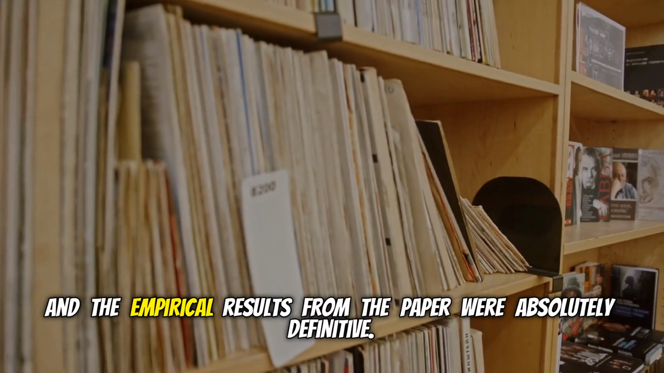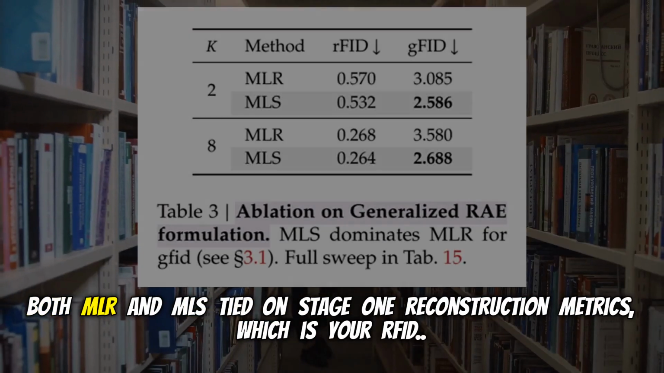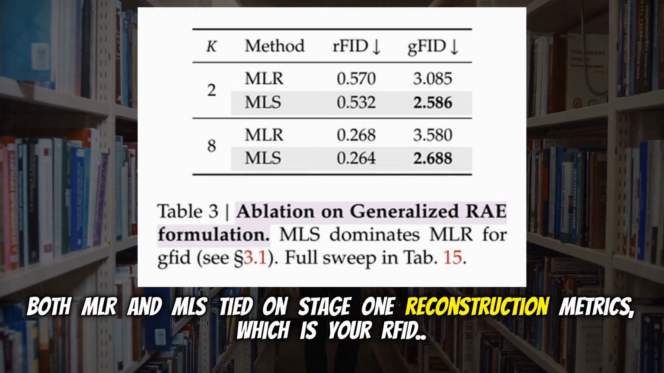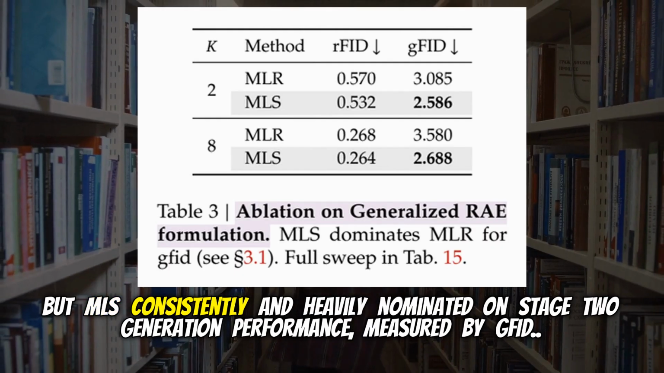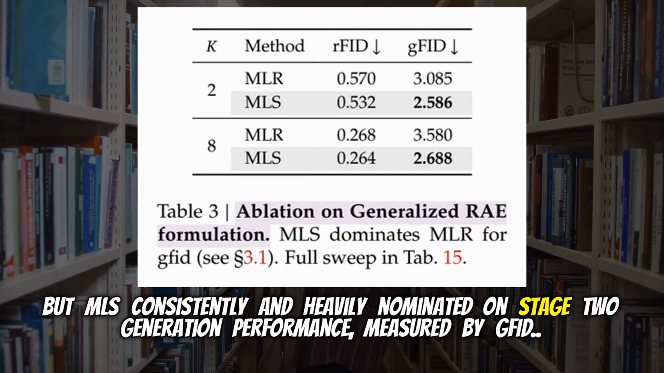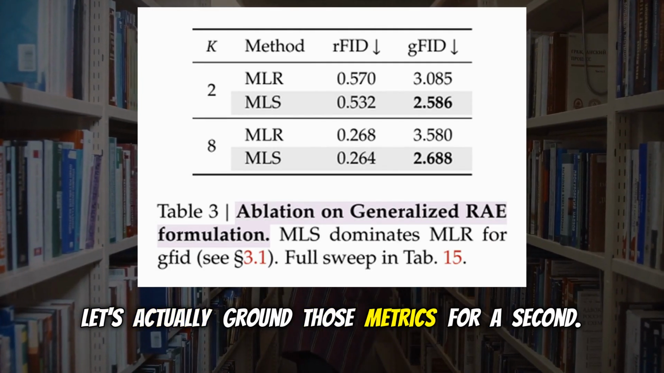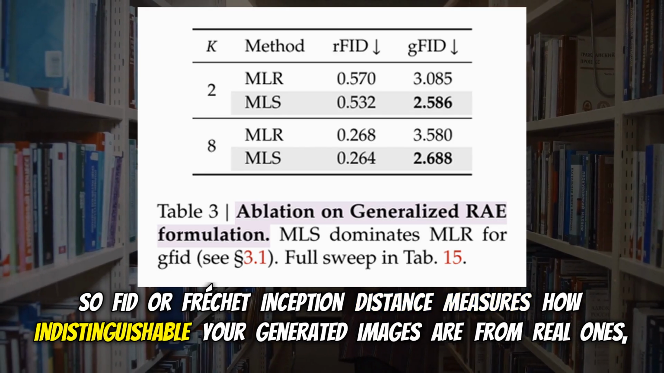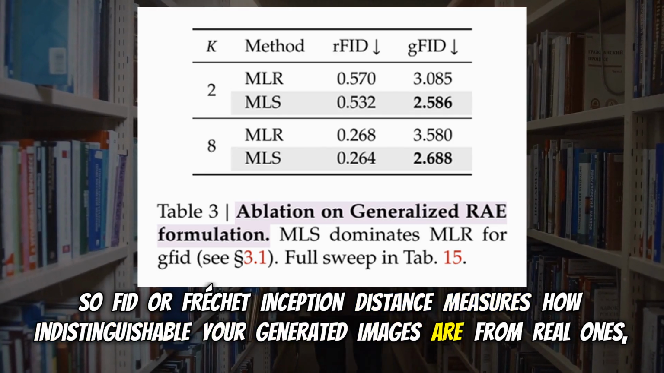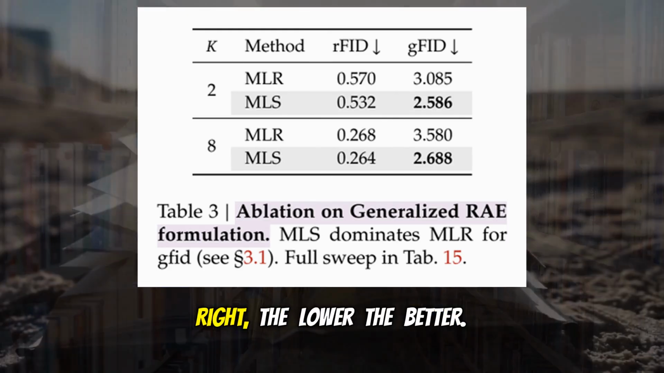Exactly. And the empirical results from the paper were absolutely definitive. Both MLR and MLS tied on stage 1 reconstruction metrics, which is your rFID. Right. But MLS consistently and heavily dominated on stage 2 generation performance, measured by gFID. Let's actually ground those metrics for a second. So FID, or Fréchet Inception Distance, measures how indistinguishable your generated images are from real ones, accounting for both quality and diversity. Lower is always better. Right. The lower, the better.